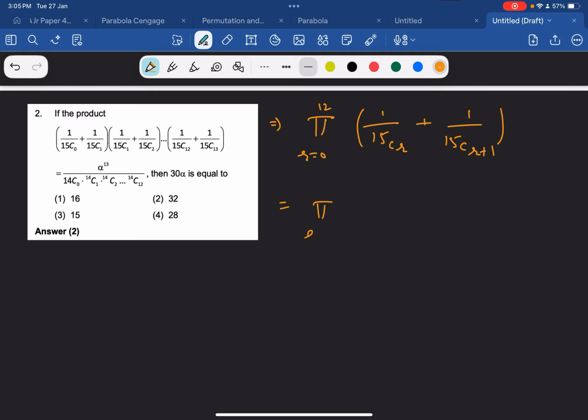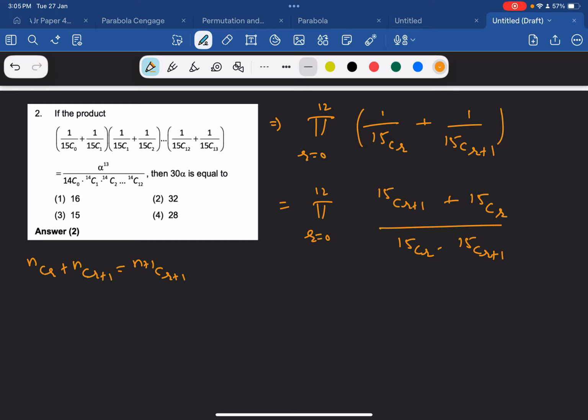So let us simplify this expression. This will be product over r equals 0 to 12, of 15CR plus 1 plus 15CR divided by 15CR into 15CR plus 1. So I guess you know one result, NCR plus NCR plus 1 will be n plus 1 CR plus 1. So that's what we apply to the numerator. So what are we going to get now, tell me.